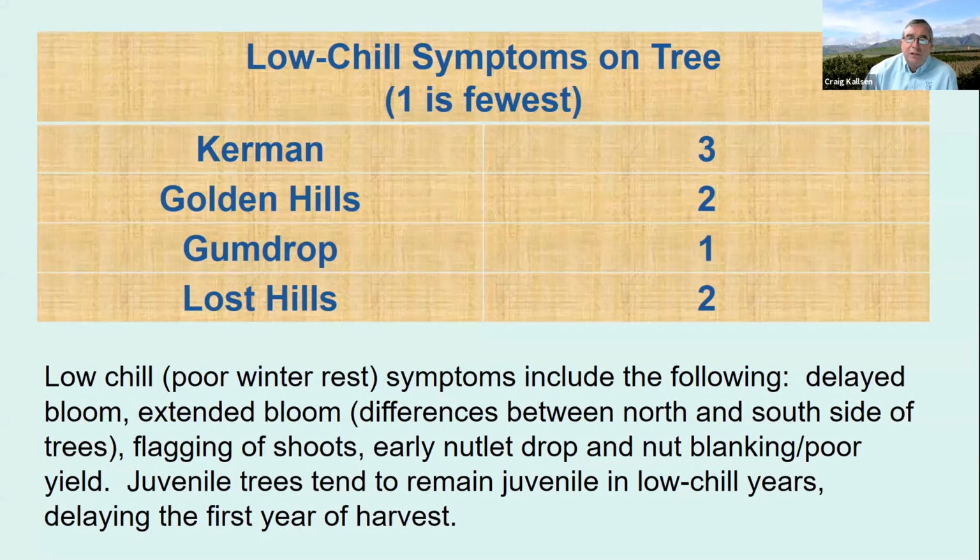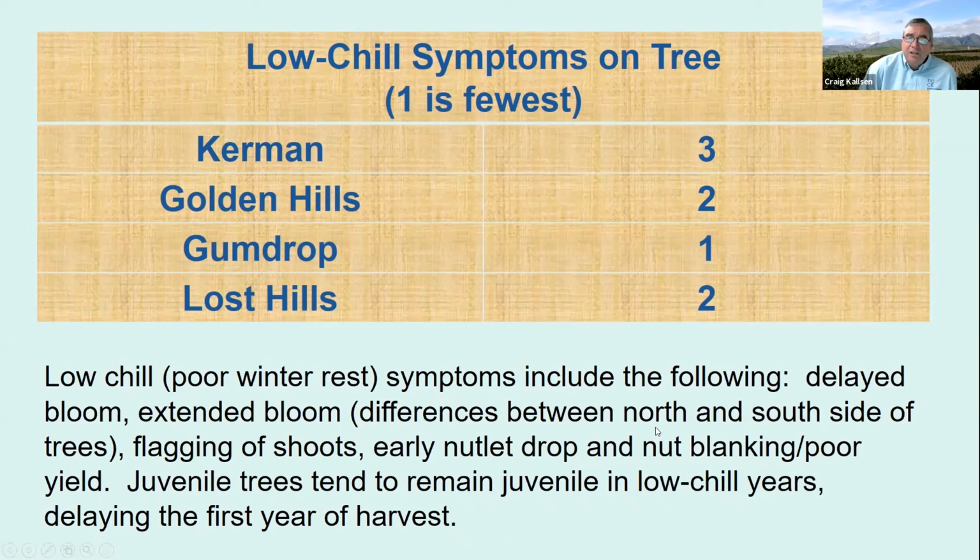But low chill symptoms include something like delayed bloom or extended bloom, especially between the north and south sides of the tree. Flagging of shoots. This is where we get some leaves at the very end of a long shoot, but nothing in between on those shoots that are lower down. And we get early nutlet drop or nut blanking, poor yield.